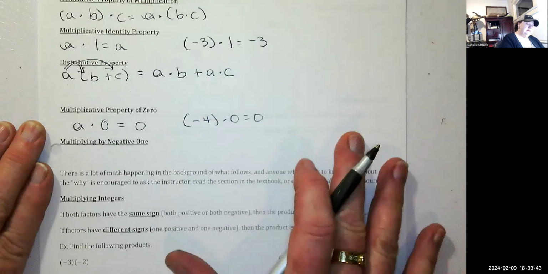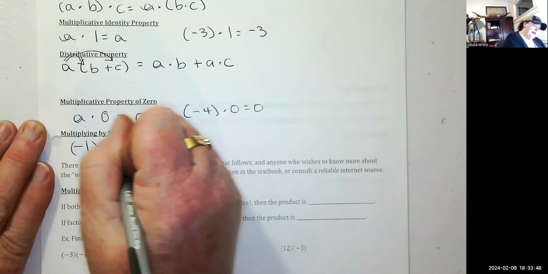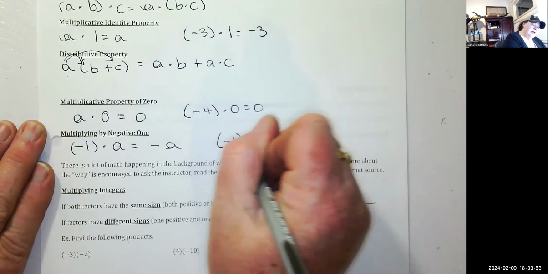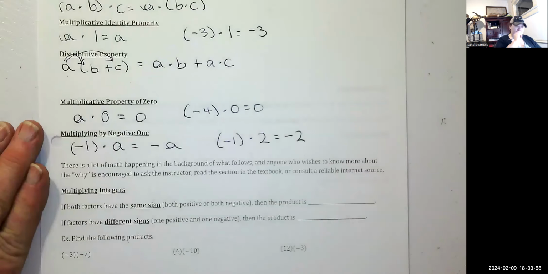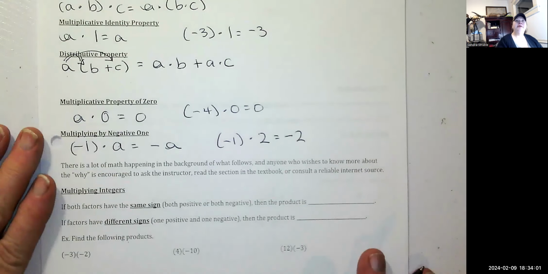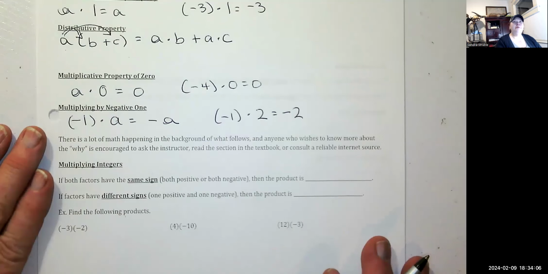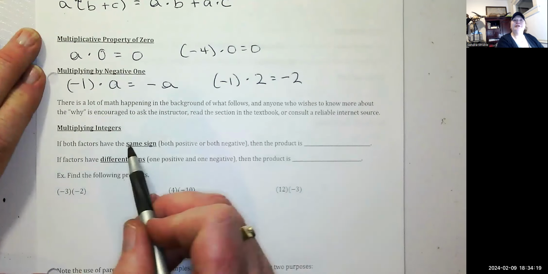Then multiplying by -1. So -1 times a is just negative a. So if you have -1 times 2, that is -2. All right. There's a lot of math happening in the background of what follows, and anyone who wishes to know more about the why is encouraged to ask me, read the section in the textbook, or consult a reliable internet source. I can always recommend Khan Academy. That's always my favorite.